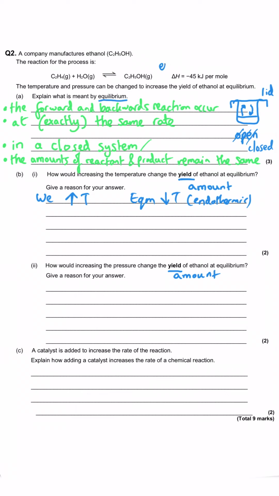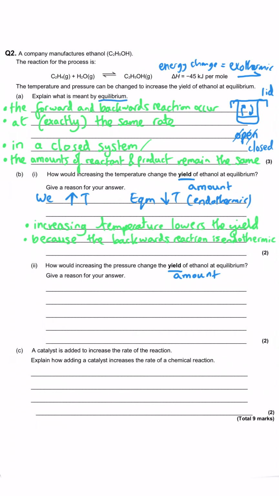So delta H means the energy change, and the fact that it is negative means that this is an exothermic reaction. When they give information like that, they're talking about the forward direction being exothermic, which means that the backwards direction is endothermic. And so what we need to say is that increasing the temperature will lower the yield because the backwards reaction is endothermic, or the forwards reaction is exothermic. That's actually all we need to say here.